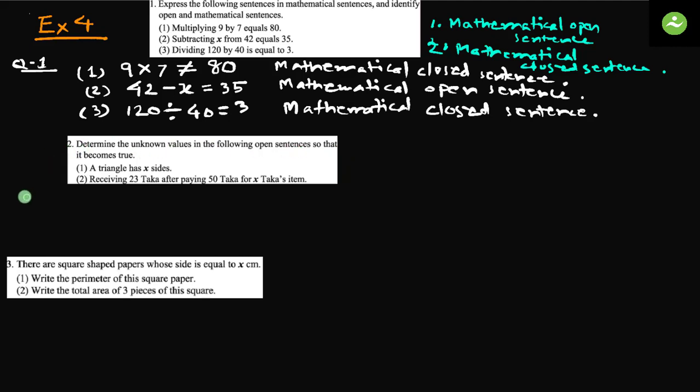Next. Question number 2. First, bracket number 1. What do we have to do here? Determine the unknown values in the following open sentence so that it becomes true. These are open sentences and we have to determine the value of the unknown variables. Okay, let's do the first one.